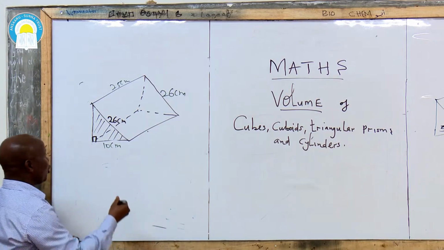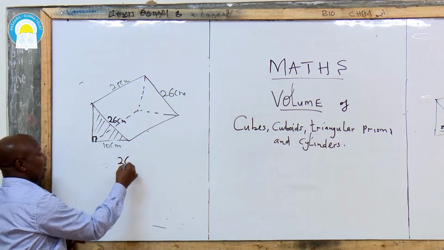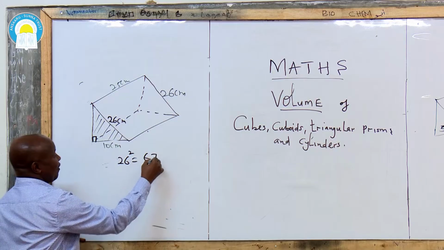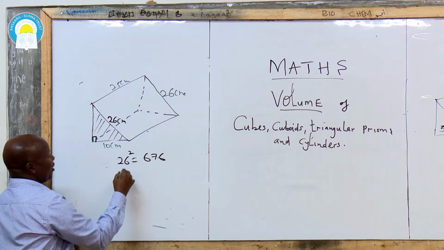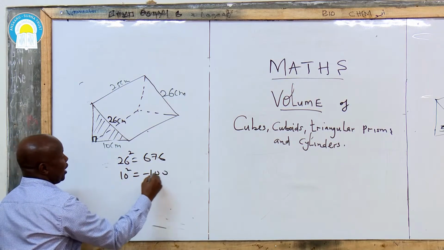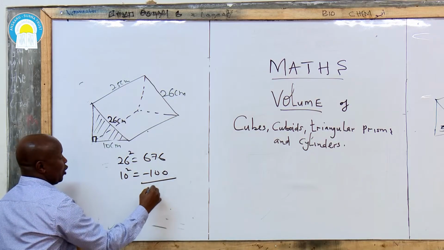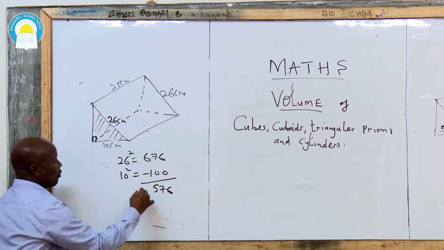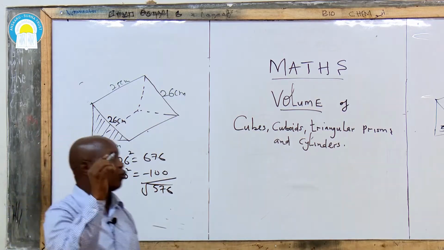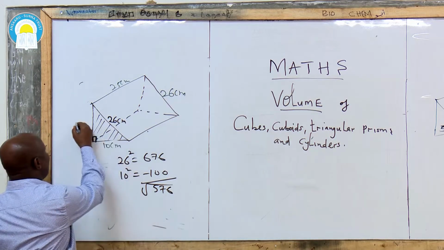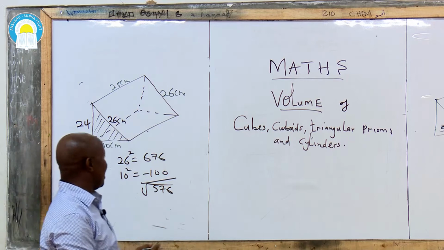In our case here, to get the height, you say 26 squared, which is 676. Then we have 10 squared, which is 100. Then you take away, and when you take away, you get 576. And the square root of 576, class, is 24. So our height here is 24 centimeters.